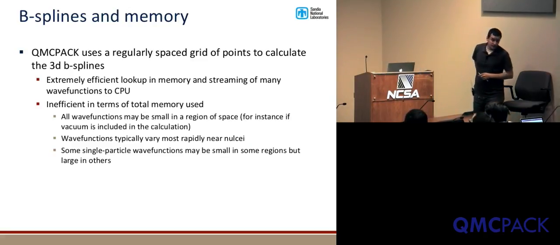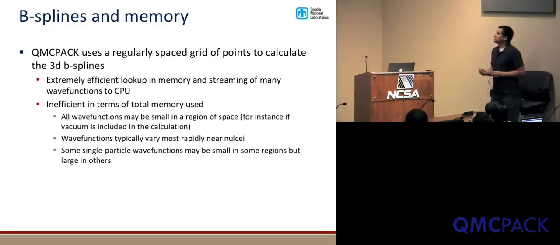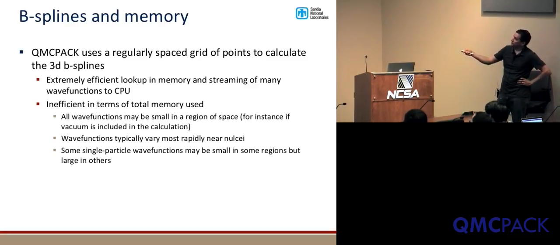Now, this isn't free, of course. It's extremely efficient in terms of lookup, right? You can just calculate where you're going in this real space table and then grab your coefficients. But it can be somewhat inefficient in terms of the total memory used. For instance, Gaussian basis sets, being localized and small in support, typically store a lot less data.